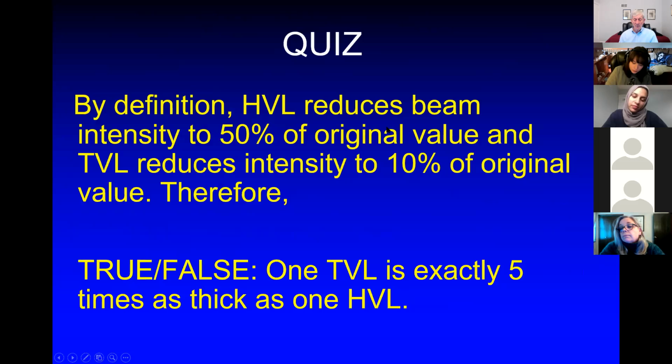Okay. Let's see what you do with this. This was a good exam question. By definition, a half value layer reduces the intensity of the beam to 1/2 of the original value, and a TVL reduces it to 1/10 of the original value. That's a ratio of 5 to 1, 50% to 10. That's 5 to 1. That means a TVL is 5 times as good as an HVL. So look what the true false question says. We know a TVL is 5 times as good as stopping it, but true or false, a TVL is 5 times as thick as an HVL. True or false?